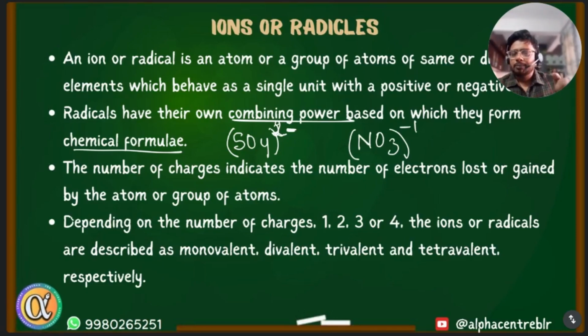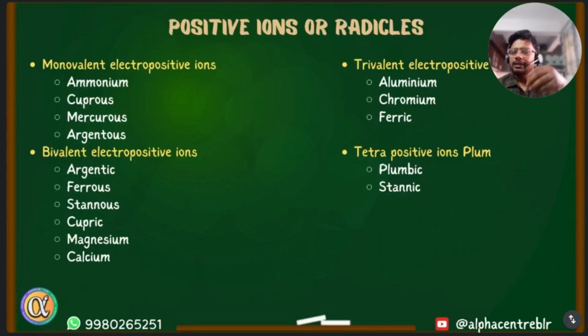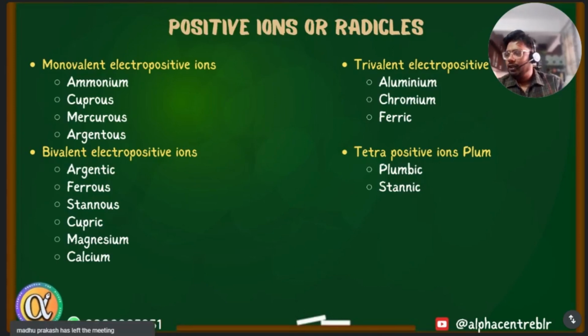Means if it has a +1 charge, it can be called a monovalent ion. If it has +2 charge, it's a divalent. If it has +3 charge, it's a trivalent. And the same even goes for the minus charges. Okay, let's see that on the next page. So here I have just written the names of the positive ions and we will together try to figure out the formula.